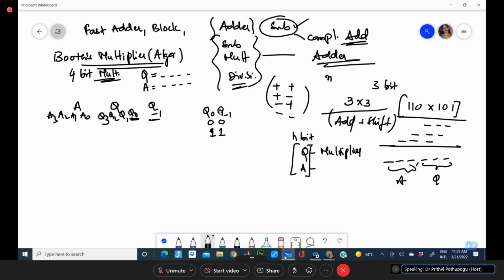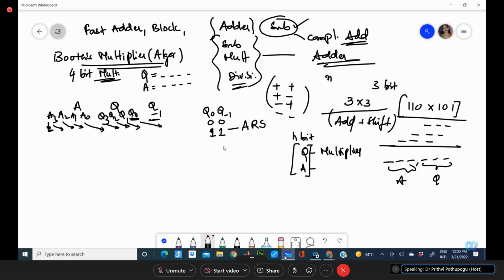If these two bits are 0, 0 or 0, 1, a direct arithmetic right shift will be done. That means this bit will come to A2, A2 comes to A1, A1 comes to A0, A0 goes to Q3, Q3 goes to Q2, Q2 goes to Q1, Q1 goes to Q0, Q0 goes to Q minus 1, and A3 will be retained here. That is your arithmetic right shift operation.